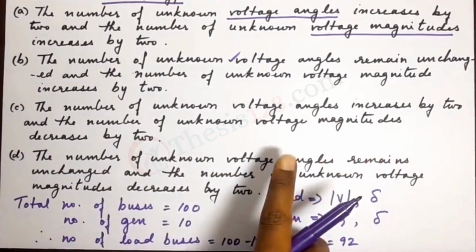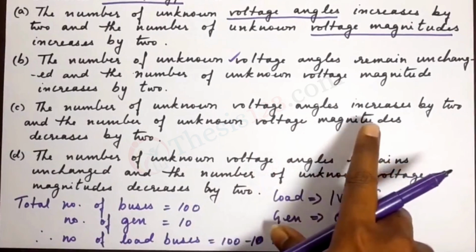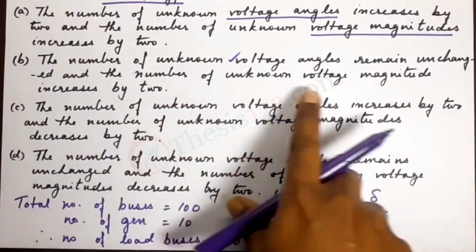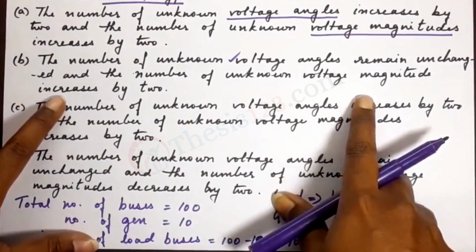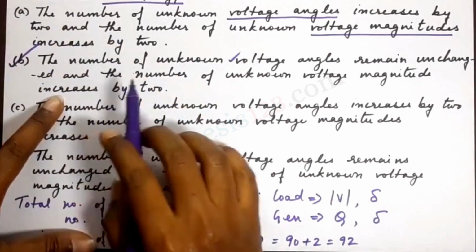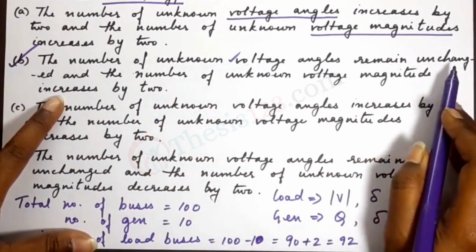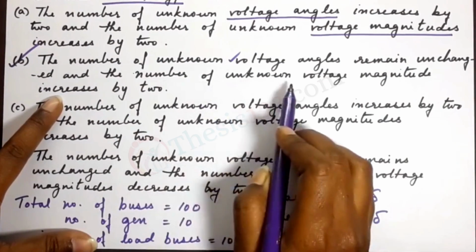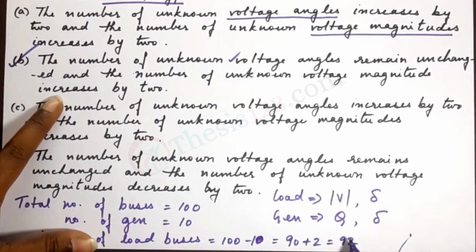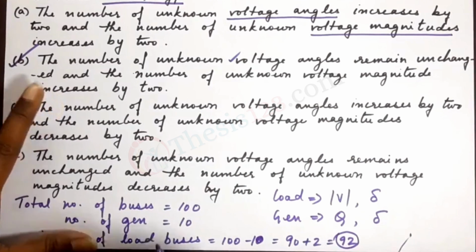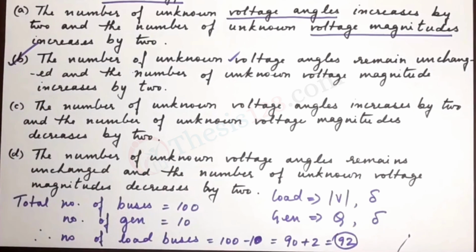So the right option here is B, increases by 2. The number of unknown voltage angles remains unchanged and the number of unknown voltage magnitudes increases by 2. I hope this has helped.